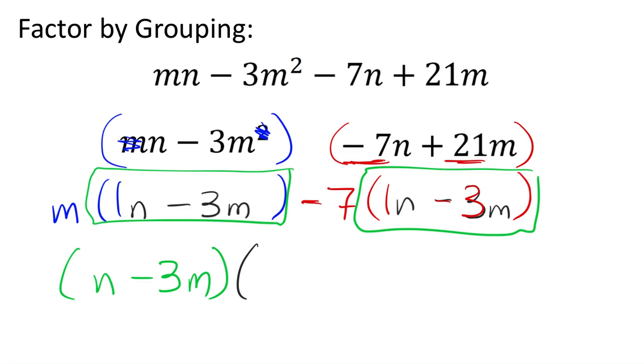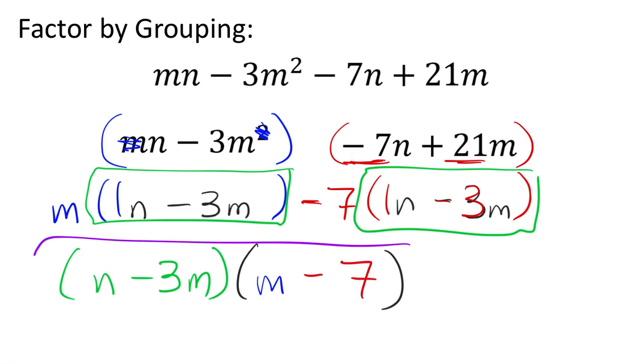And then in the other set of parentheses, we just write out whatever's left over. From the first term, you have an m. From the second term, you have a negative 7. And this one would then be considered complete.